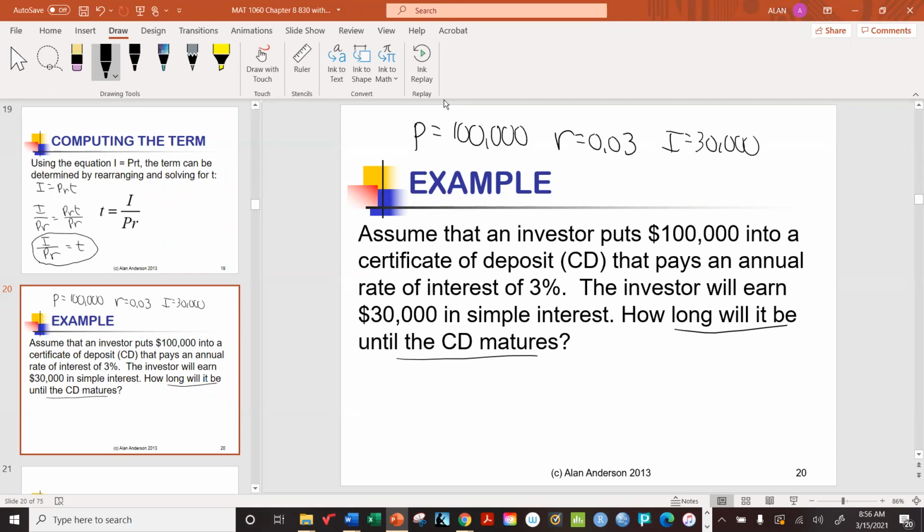Now remember, a CD requires you to keep your money in the bank for a fixed length of time. And it's usually an even number of years. It's not some peculiar amount. It's typically a year or 2 or 5 years. And they can often go out as far as 10 years, but these are typically even numbers of years. So what we need to do is solve for time.